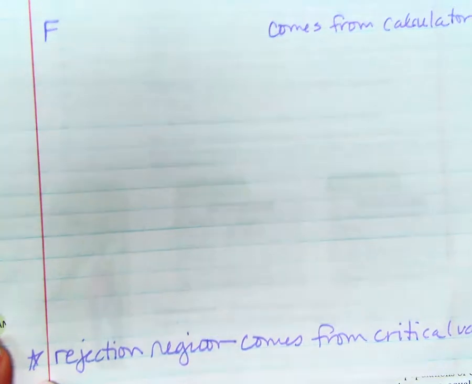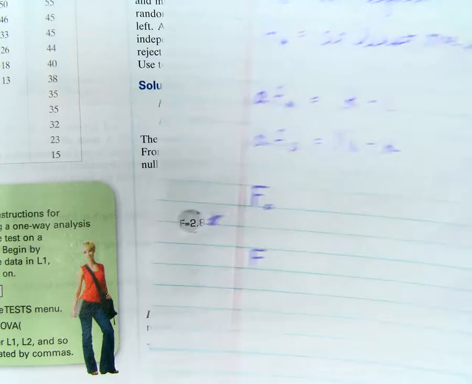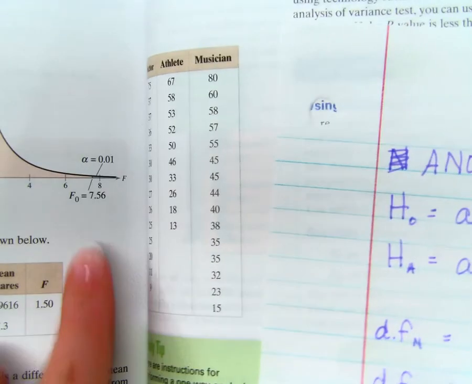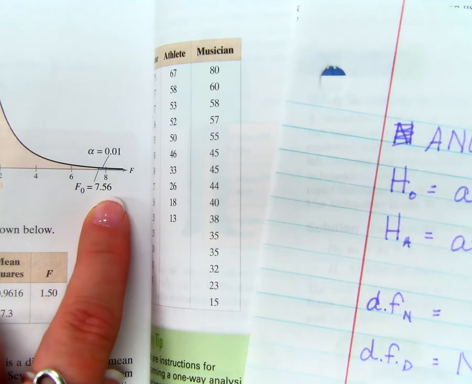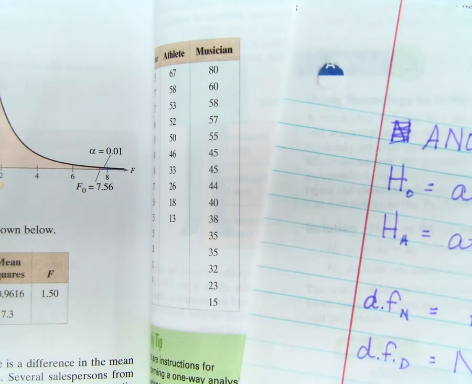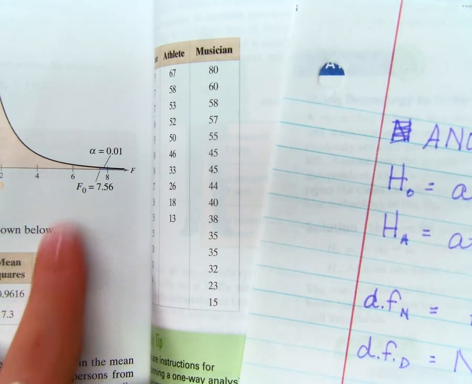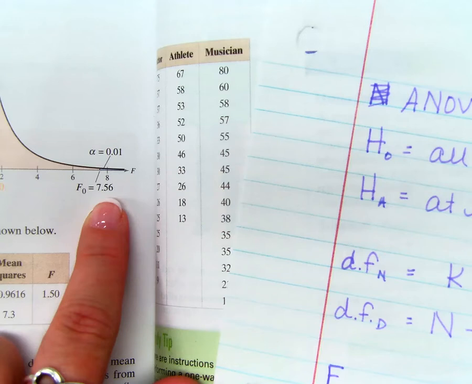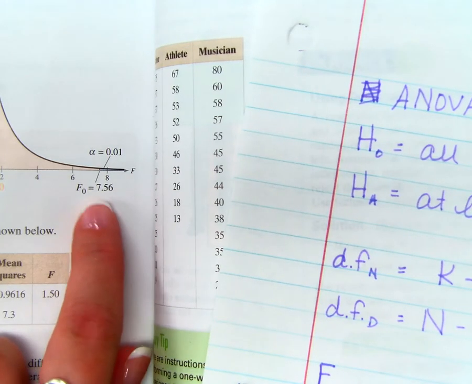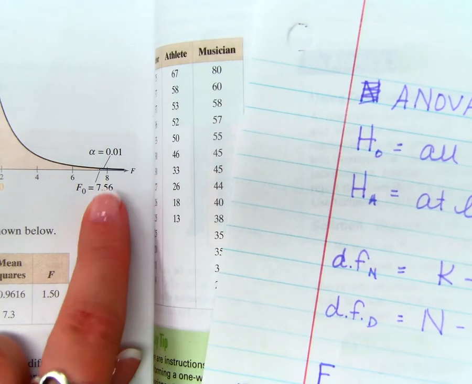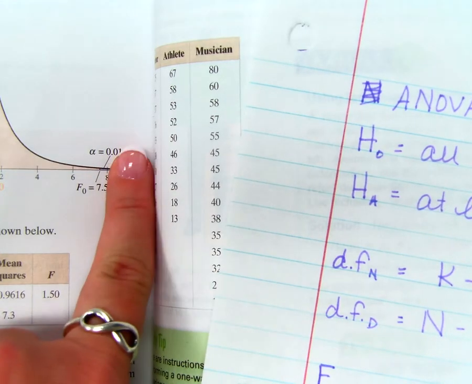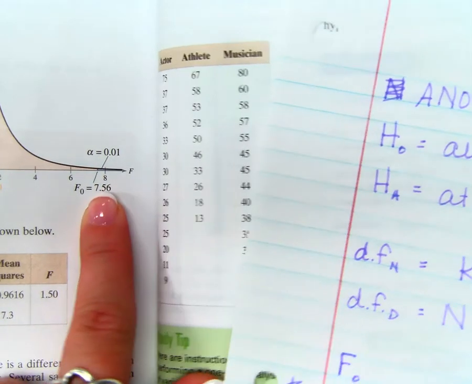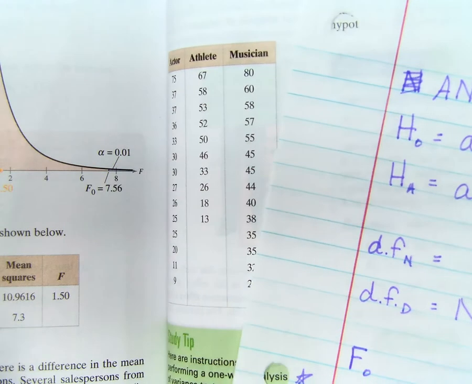See my star right down here? Your rejection region is going to come from your critical value. Okay? So if we're looking at this graph right here for the problem that we just did, where did this 7.56 come from? That came from our F table, right? That's our F sub 0. So if I'm saying, where is my rejection region in relation to 7.56? It's greater than 7.56, right? My rejection region is on this side. So keep in mind, where's your critical value and where's your rejection region in relation to that?